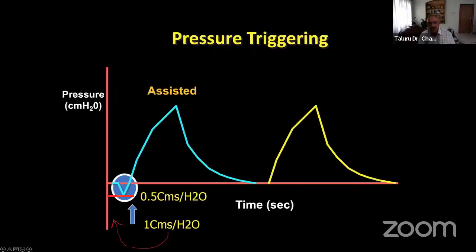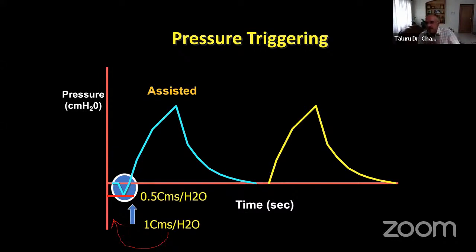If you set a trigger of minus 0.5 centimeters, once minus 0.5 centimeters of negative pressure is created in the circuit, the ventilator starts an inspiratory flow. So obviously, if you keep a trigger of minus 5 centimeters, the patient has to generate minus 5 centimeters. I have seen patients being put on minus 5 centimeters. You know what? For normal breathing, the amount of negative pressure we create is around 2 to 4 centimeters.